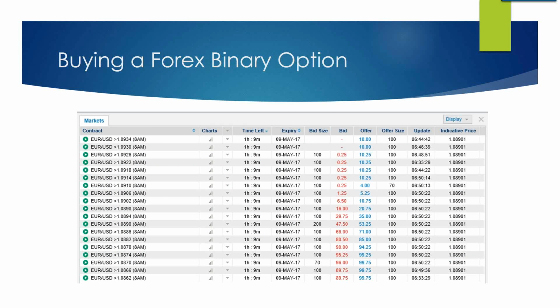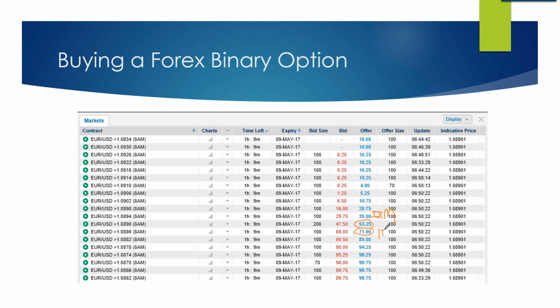Is everyone in the room familiar with at the money and out of the money binaries? And in the money? Okay, good. Just looking at this quote screen, you can see that right here, the 53.25 would be considered the at the money, if you were buying. The $35 would be out of the money, and the $71 would be considered in the money.